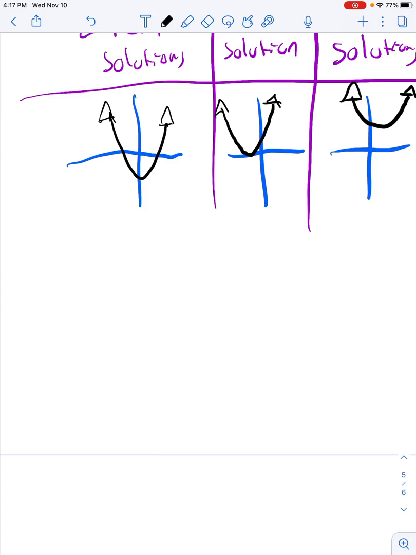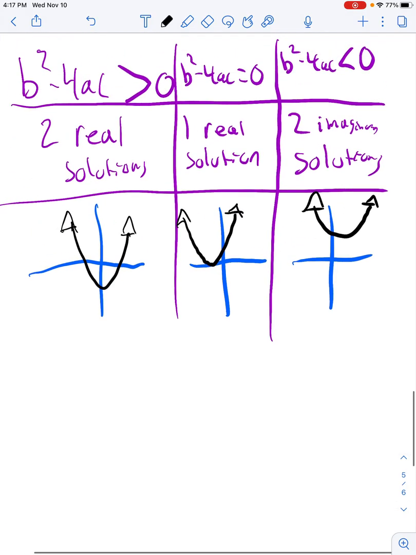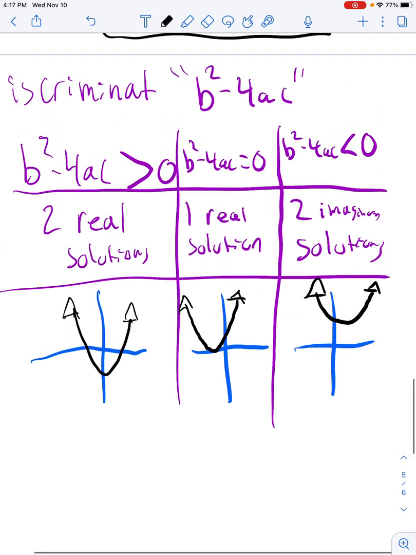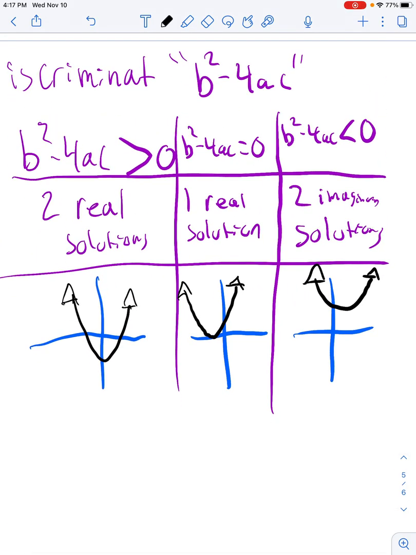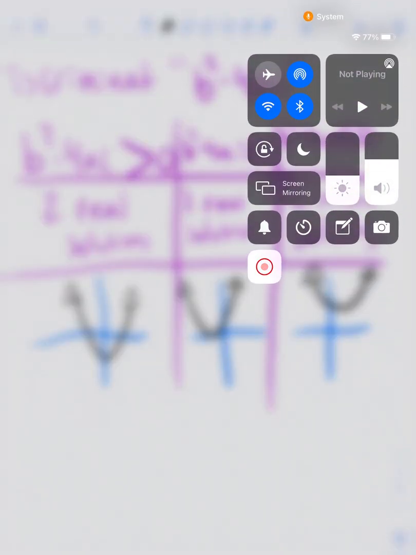So you can just use the discriminant to tell us how many solutions there are. It might be a shortcut: how many solutions are there? Is there one? Is there two? Are there two imaginary numbers? So that could just be a fair question that I ask you: how many solutions are there and what type are they?